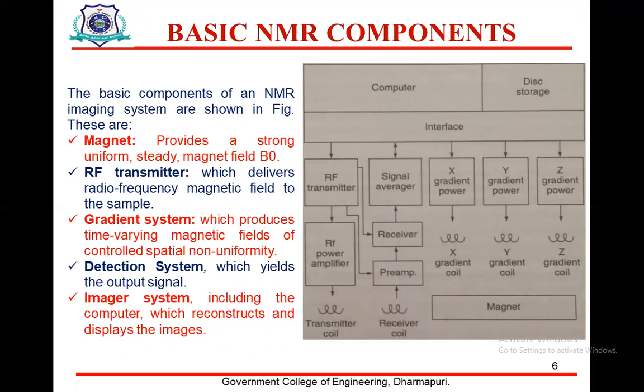This is the block diagram. You will see the X gradient, Y gradient and Z gradient. There is a permanent magnet, transmitter coil and receiver coil, or power amplifier transmitter. It will be linked with the computer. We will study these components in detail in the next slide.